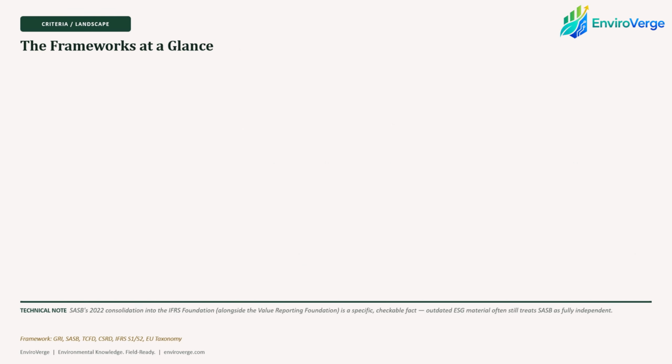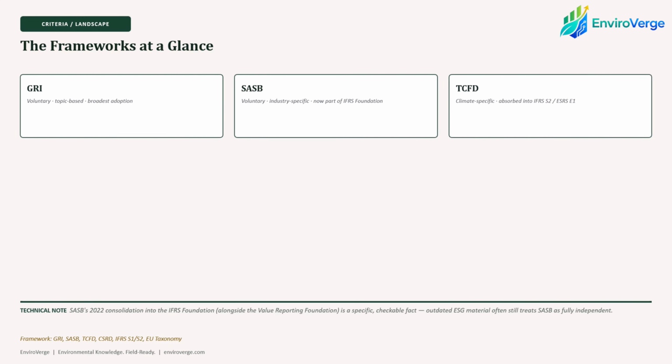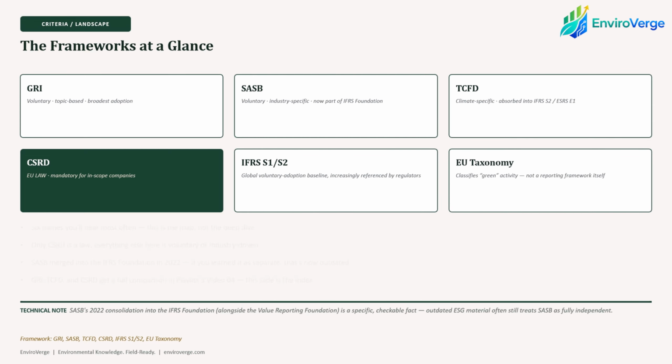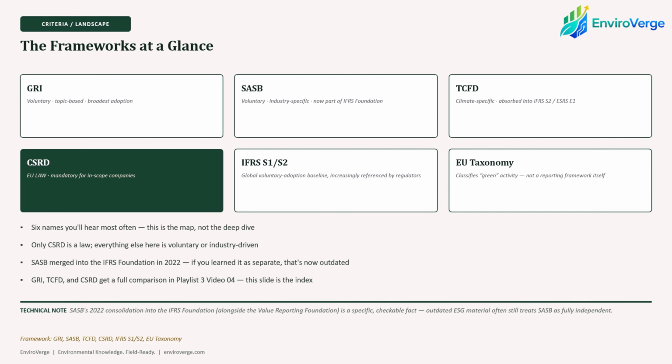Let's map the landscape. 6 names you'll hear most often: GRI, SASB, TCFD, CSRD, IFRS S1 and S2, and the EU Taxonomy. This is the index, not the deep dive. Think of it as knowing which shelf a book is on before you read it.